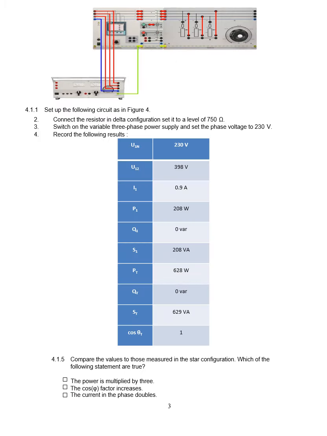Hi everyone, I'm Arun. Today I'm going to present the setup of the balanced resistive load. So first, connect the resistance in delta configuration, set to 750 ohm, and switch on the variable three-phase power supply and set the phase voltage to 230 V.